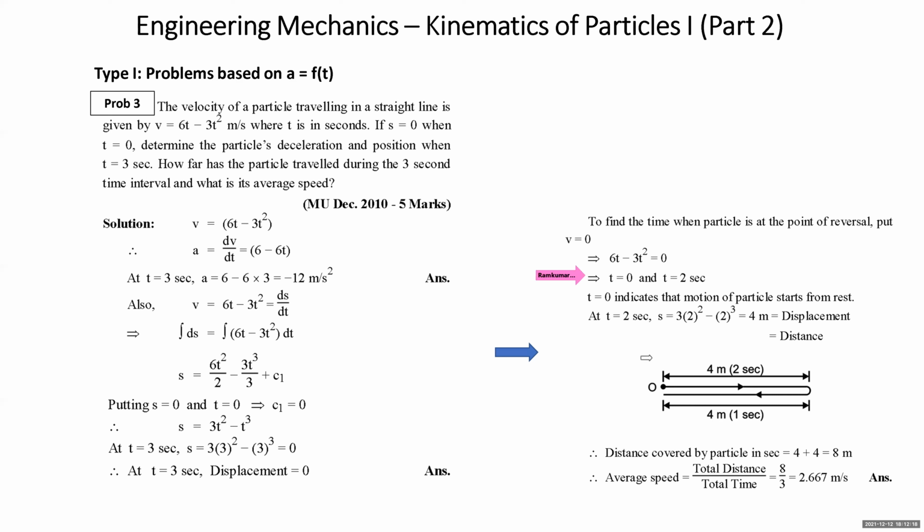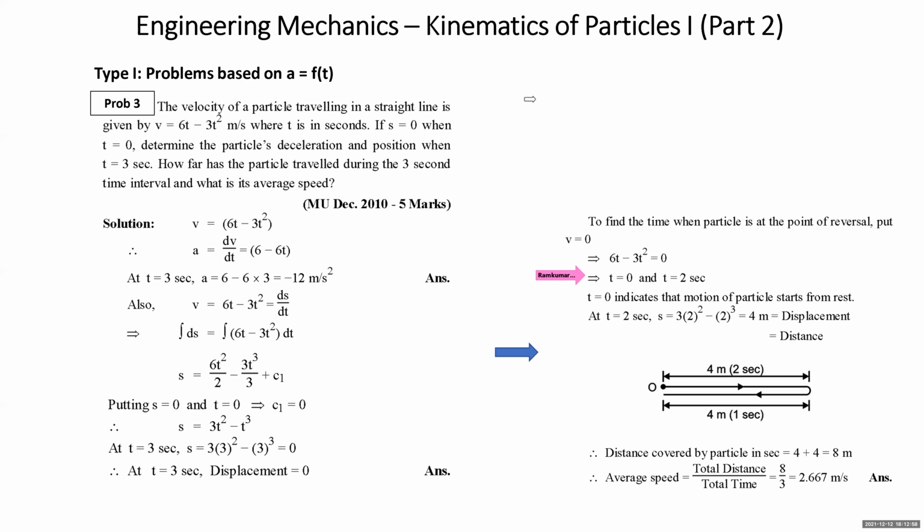So we can understand that displacement in 3 seconds is 0, but distance covered in 3 seconds is 8 meter. How did you arrive at it? You can just see that for 2 seconds, displacement and distance are equal, that is 4 meter. And in the next 1 second, the particle comes back to the same point. That means it has traversed a distance of 4 meter in the third second. So total distance covered by the particle in the 3 second period is 8, that is 4 plus 4. And total time is 3. So average speed is total distance upon total time, that is 8 is the total distance, total time is 3, 2.667 meter per second.